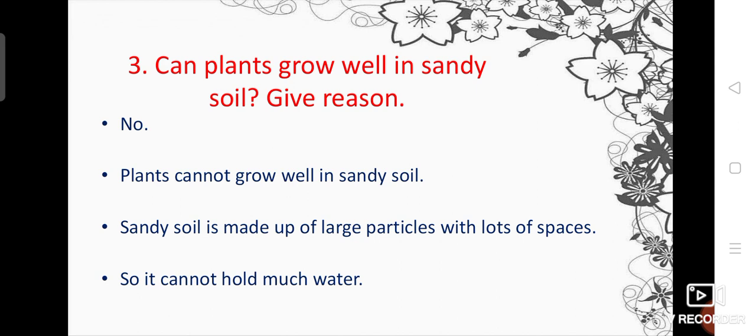If it cannot hold the water, will plants grow? No, because plants need water, isn't it? So I repeat, plants cannot grow well in sandy soil. Sandy soil is made up of large particles with lots of spaces, so it cannot hold much water. If it cannot hold water, roots cannot absorb the water, it will become loose and fall down. Plants don't get sufficient water, so they won't prepare their food, so they won't grow well.